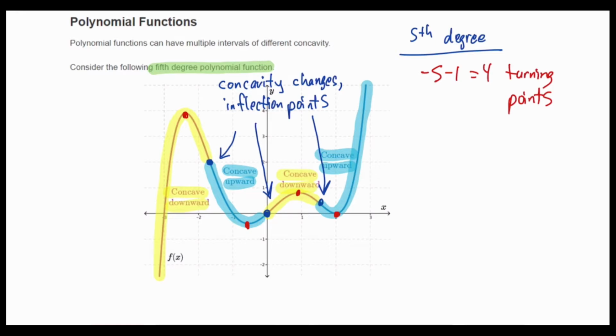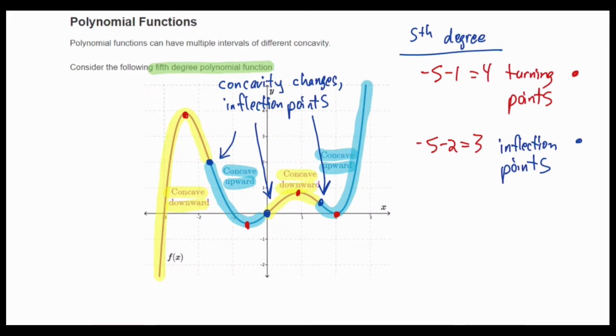And I can have n minus 2 inflection points. 5 minus 2 is 3. We identified turning points, maxes or mins, and inflection points, where the concavity changes. So for a 5th degree polynomial, we predicted 4 turning points and we saw 4 turning points. We predicted 3 inflection points, and we found 3 inflection points. So everything looks good. And this is a general rule.